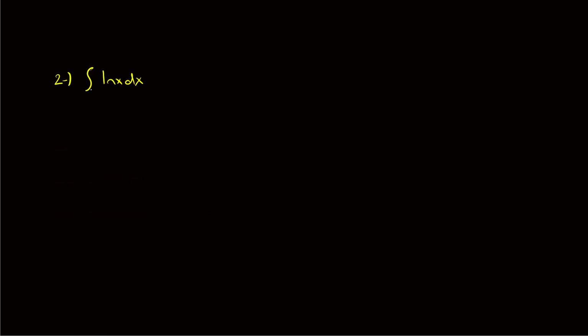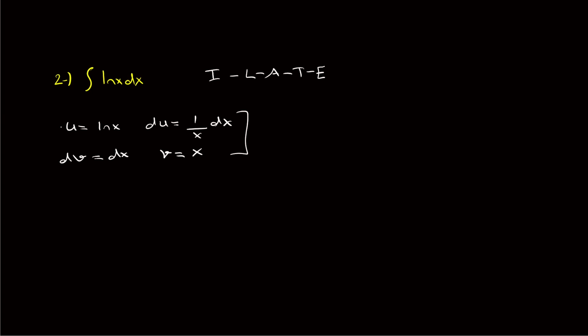Next example, integral of ln x dx. Again, I, L, A, T, E. I see ln x only, so u is going to be ln x. du is going to be 1 over x dx. dv is going to be the remaining part, which is dx itself, and v is going to be x.